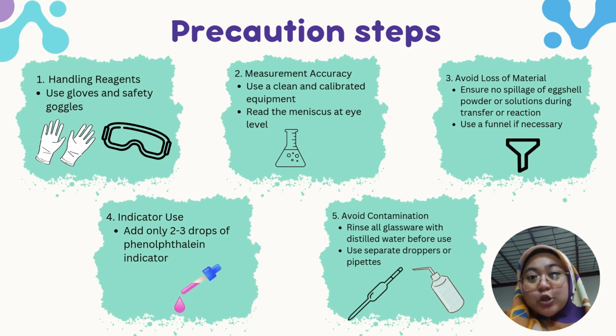Third is avoid loss of material. Ensure no spillage of eggshell powder or solution during transfer or reaction. Use a funnel if necessary to pour solution accurately. Fourth is indicator use. Add only 2 or 3 drops of phenolphthalein indicator to avoid color misjudgment during titration.